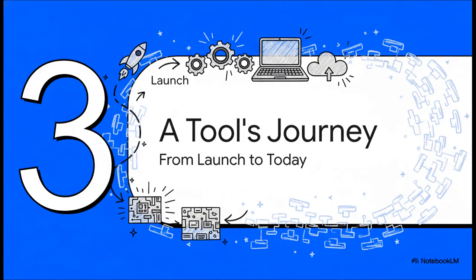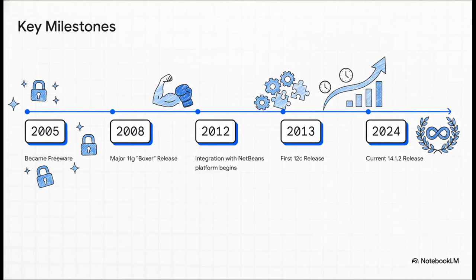A tool this comprehensive doesn't just appear overnight. To really understand JDeveloper's place today, it helps to look at its journey and see how it's evolved over the years. This timeline tells a story of constant adaptation. A huge moment was back in 2005 when it became completely free. The 11G release was a massive technical leap forward, and its integration with the NetBeans platform shows a strategic decision to evolve with the broader Java ecosystem. The point is, this isn't abandonware. It's a tool that has been actively developed and supported for decades.